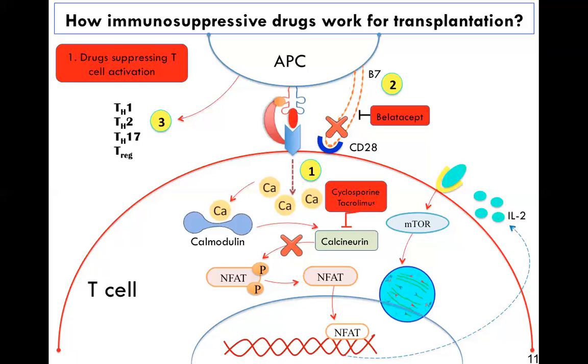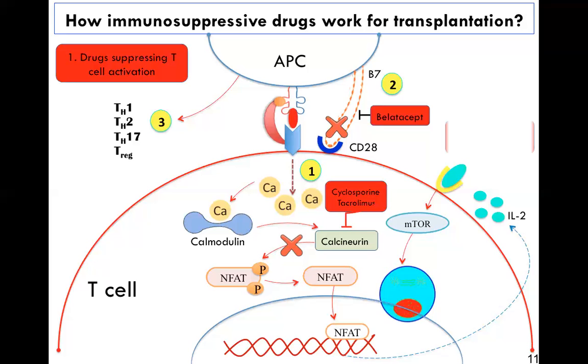The drug is called belatacept. How does it work? Belatacept is an inhibitor of B7 and CD28 binding. It competitively binds to B7, ultimately rendering the T cells in anergy. And anergy means the T cells remain in an inactive form. They do not become activated.